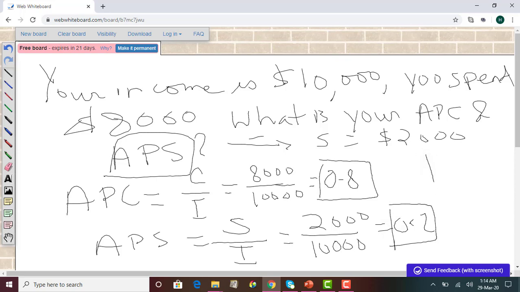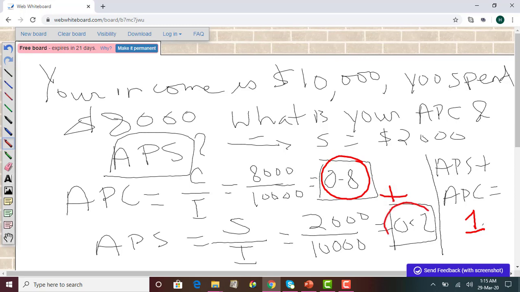Now, one way to check whether you did your work right is always remember APS plus APC is equal to 1. Okay, so if you add 0.8 plus 0.2, we do get 1. So that's one way you can check if you did it right or wrong. Okay, so that's what it is. Average propensity to consume is your average tendency to spend your income. And average propensity to save is your average tendency to save your income.